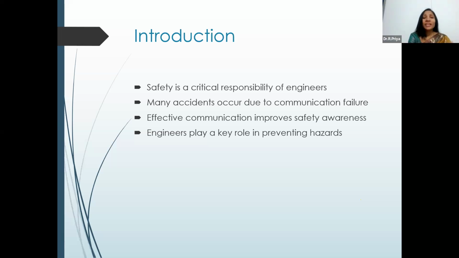So we can conclude this slide now. Effective communication combined with safety awareness enables engineers to prevent accidents and create a safe working environment. I hope that all of you got it.